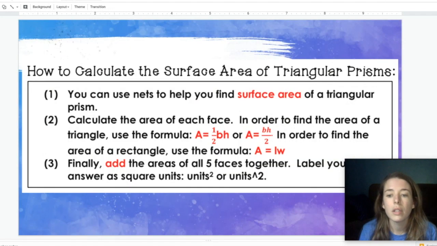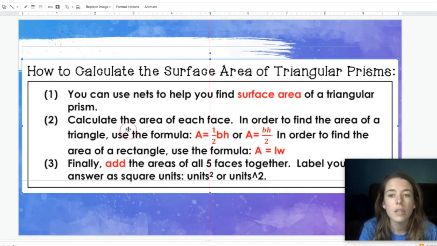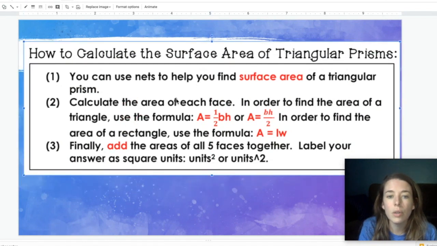So when we're calculating the surface area of triangular prisms, we're going to use our net to help us make sure we get the area of each face. So we're then going to calculate the area of each face using the formulas. For the triangle, we're going to use base times height divided by 2. And for the rectangular faces, we're going to use length times width. Then we're going to add the areas of all 5 faces together and label our answer as square units.